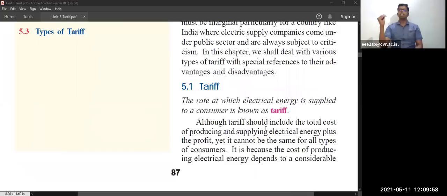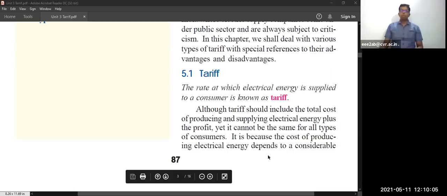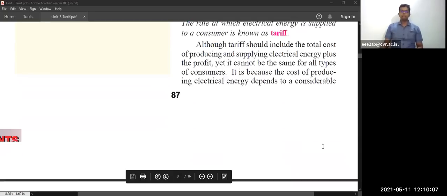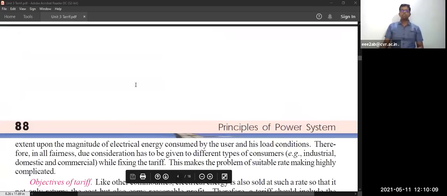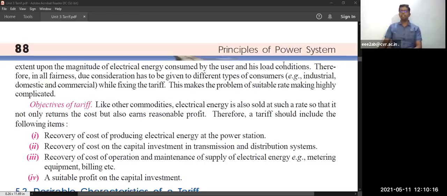Wherever it may be, they are charging with the tariff. It is because producing electrical energy depends to a considerable extent upon the magnitudes of electrical energy consumed by the user and its load conditions. Different load conditions may change. So if you are not maintaining the power factor in industries, then definitely they may charge with some different tariff. Okay, a penalty tariff they may charge.